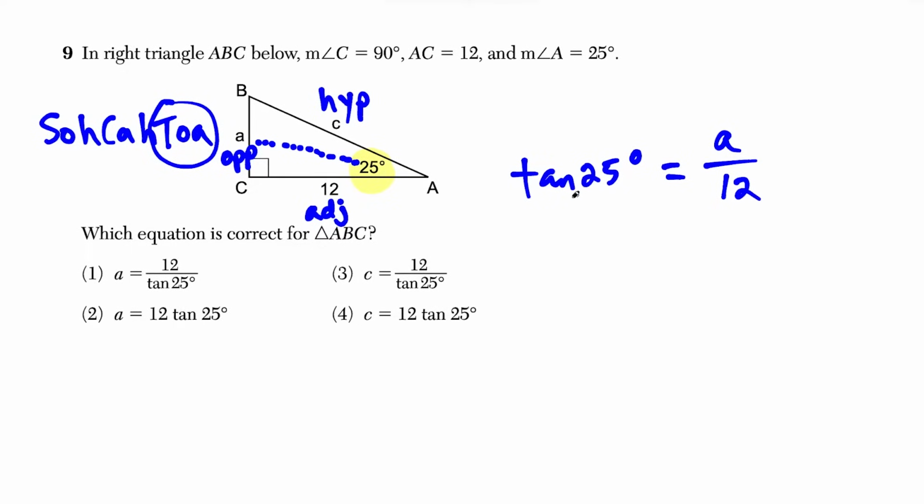And now I just have to do the algebra. I'm going to call this tangent of 25 degrees over 1 and cross multiply. So what we're going to have is a times 1 is equal to a, and this is going to be equal to 12 times tangent of 25 degrees. I'll just make that neater. We have tangent of 25 degrees. And now we just scan the answer choices, and this is going to match up with choice 2.